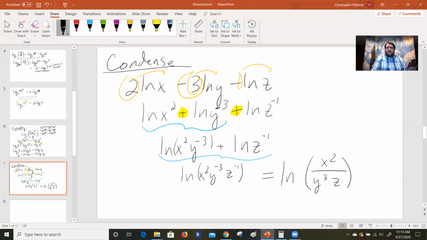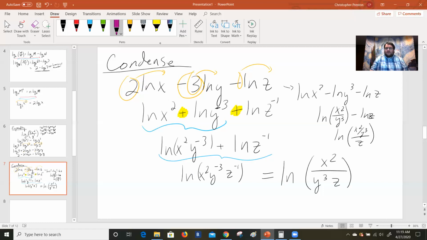Those end up on the bottom, which is exactly what I would have gotten if I had done it the other way. If I had gone ln x squared minus ln y cubed minus ln z, I put the first two together, I would have got ln of x squared over y cubed, minus ln z. I would have divided there, ln x squared over y cubed over z, and the little trick to fix that is multiply top and bottom of your fraction by the little denominator, and you would have gotten x squared over y cubed z.